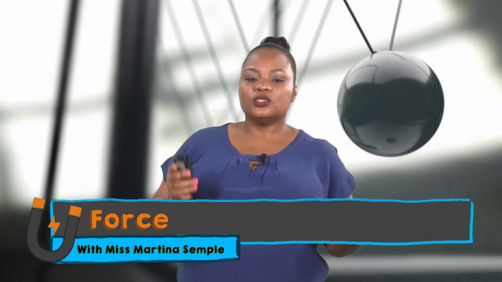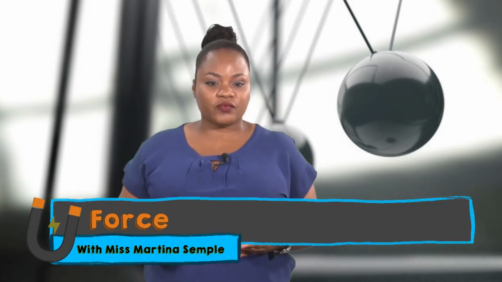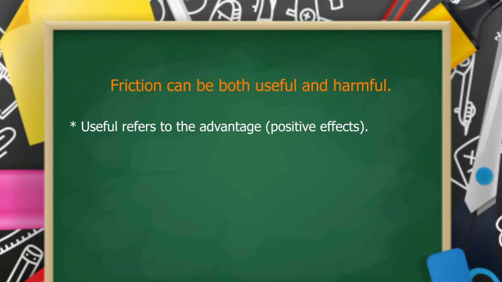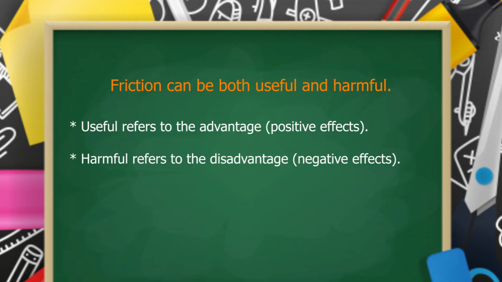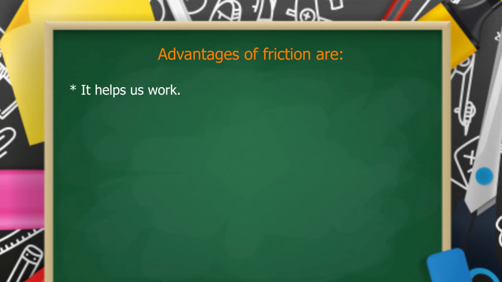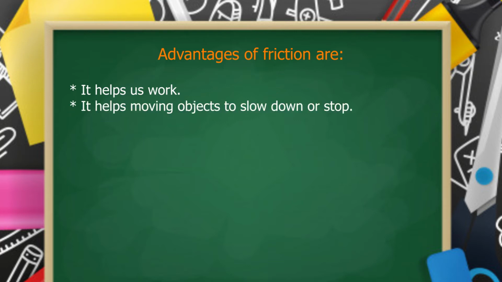As we continue to talk about friction, friction can be both useful and harmful. Useful refers to the advantage, which is positive effects. Harmful refers to the disadvantage, which are the negative effects. Some advantages, or positive or good things of friction are: it helps us work. It helps moving objects to slow down or stop. It can cause a match to light.